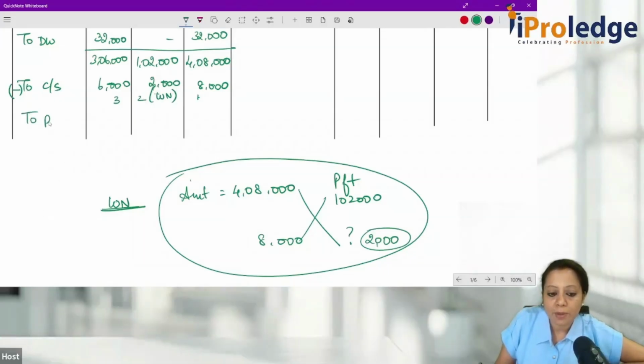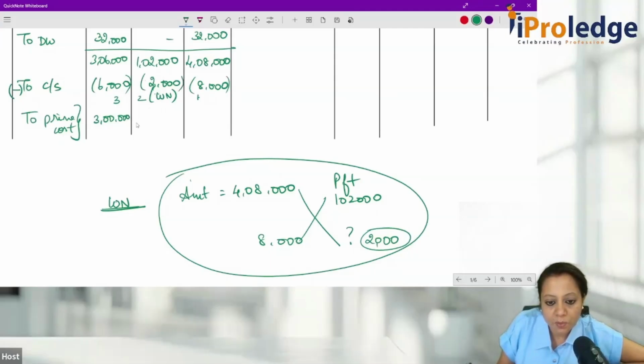Now we will calculate prime cost. That is 3 lakh. 1 lakh and 4 lakhs.